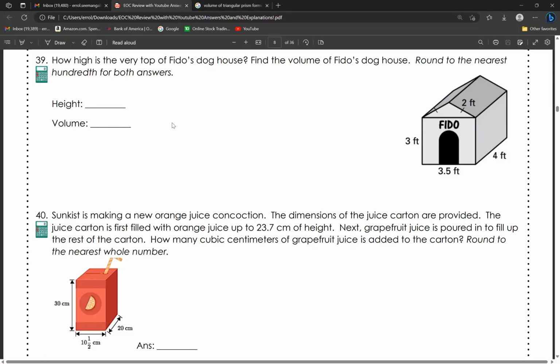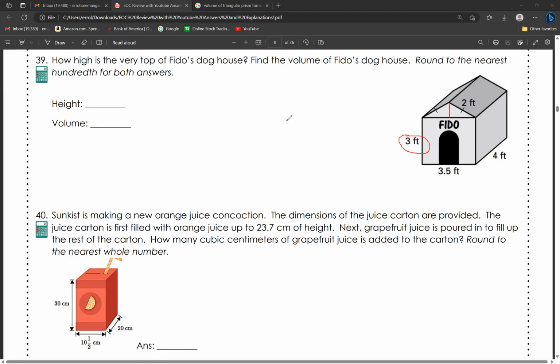Okay, so the question was what the height was. How high is the very top of Fido's doghouse? Okay, so basically they want this part, this distance right here. If we know this distance right here, we can just add it to 3. How high is the very top of Fido's doghouse?